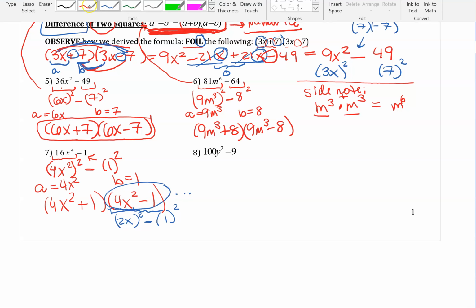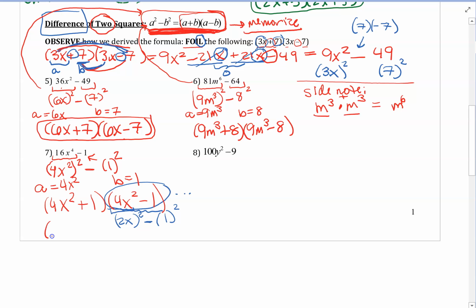I'm not done yet. I still have my 4x squared plus 1 factor, but now the 4x squared minus 1 would break into 2x plus 1 and 2x minus 1. Now I'm done. So you have to always look out for a hidden second difference of squares. Now you guys try number 8.